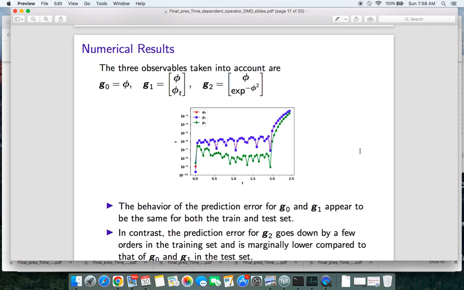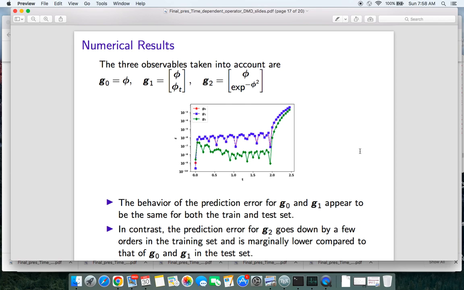Now we try to use DMD in observable space. We take into account three different sets of observables. The first one is just the original data phi. The second one is phi plus phi sub t, that is the time derivative of the original data. And in the third set, we have phi as well as exponential of the negative of v squared.